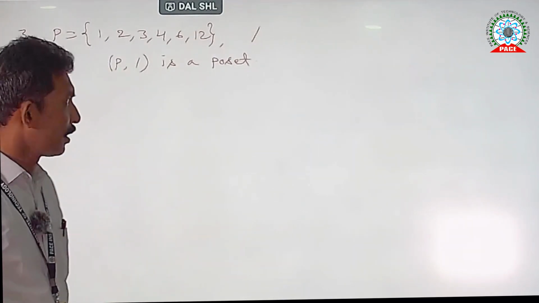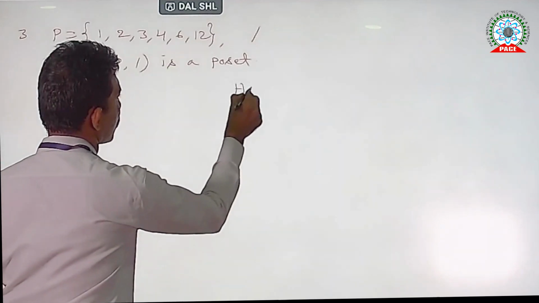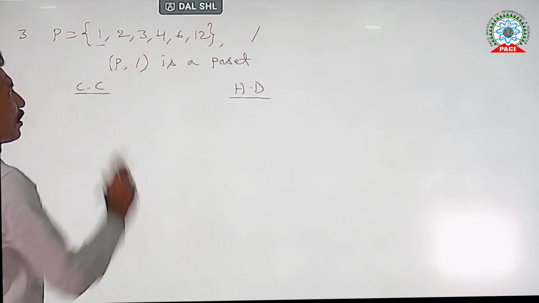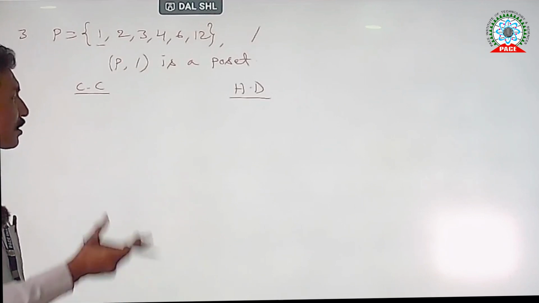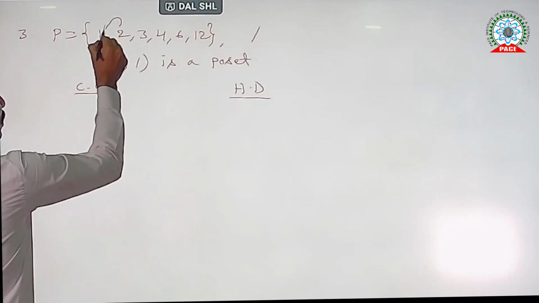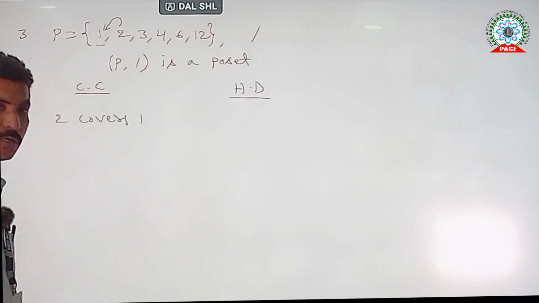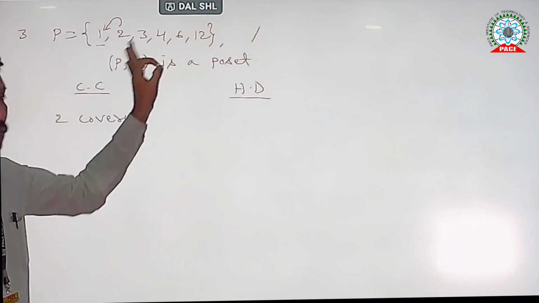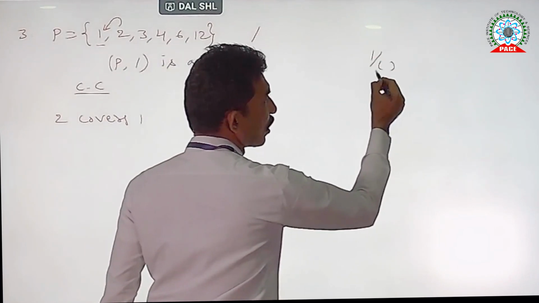First we fix the first element. Now we check the remaining elements to see which cover the first element, 1. Clearly 2 covers 1, because 1 divides 2 and there is no other element such that 1 divides that number and that number divides 2. So 2 covers 1.